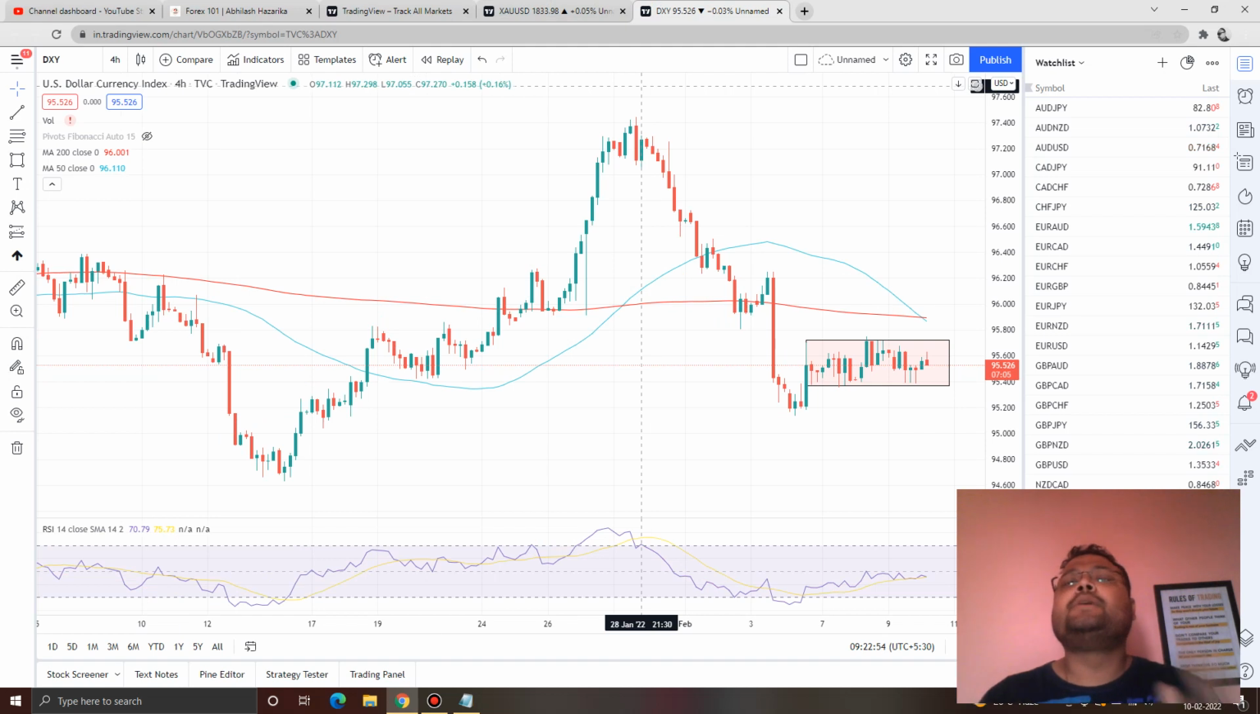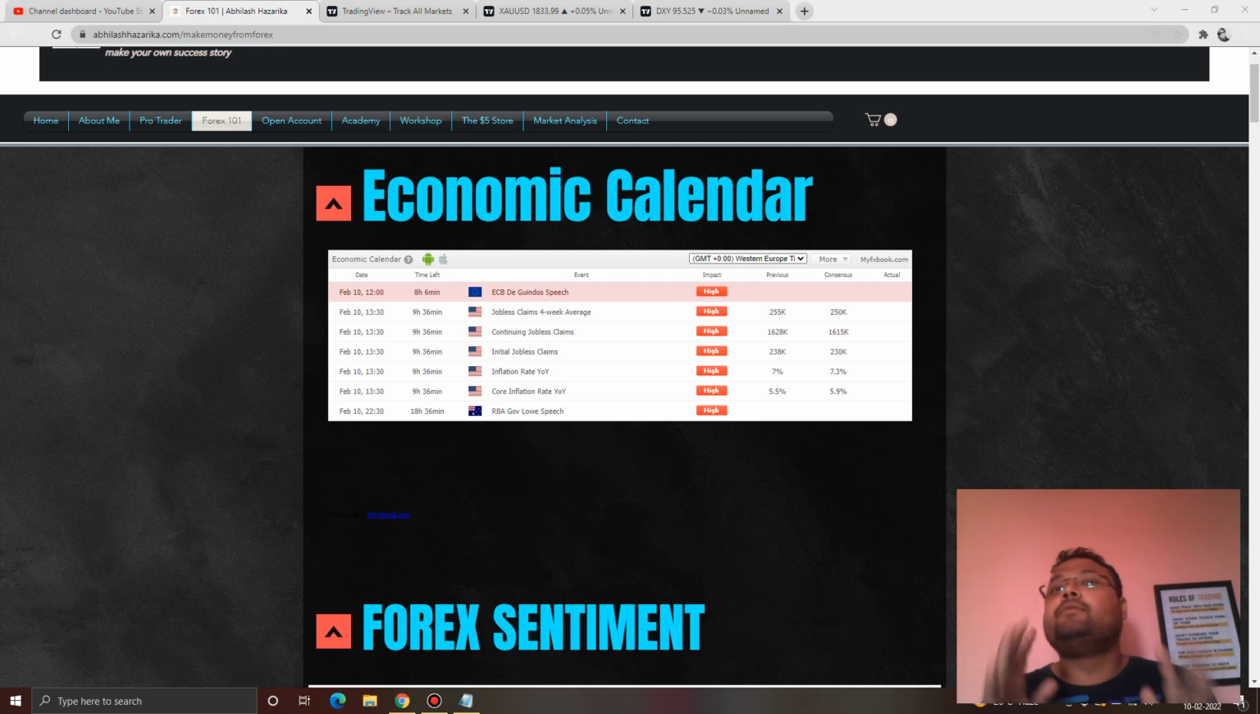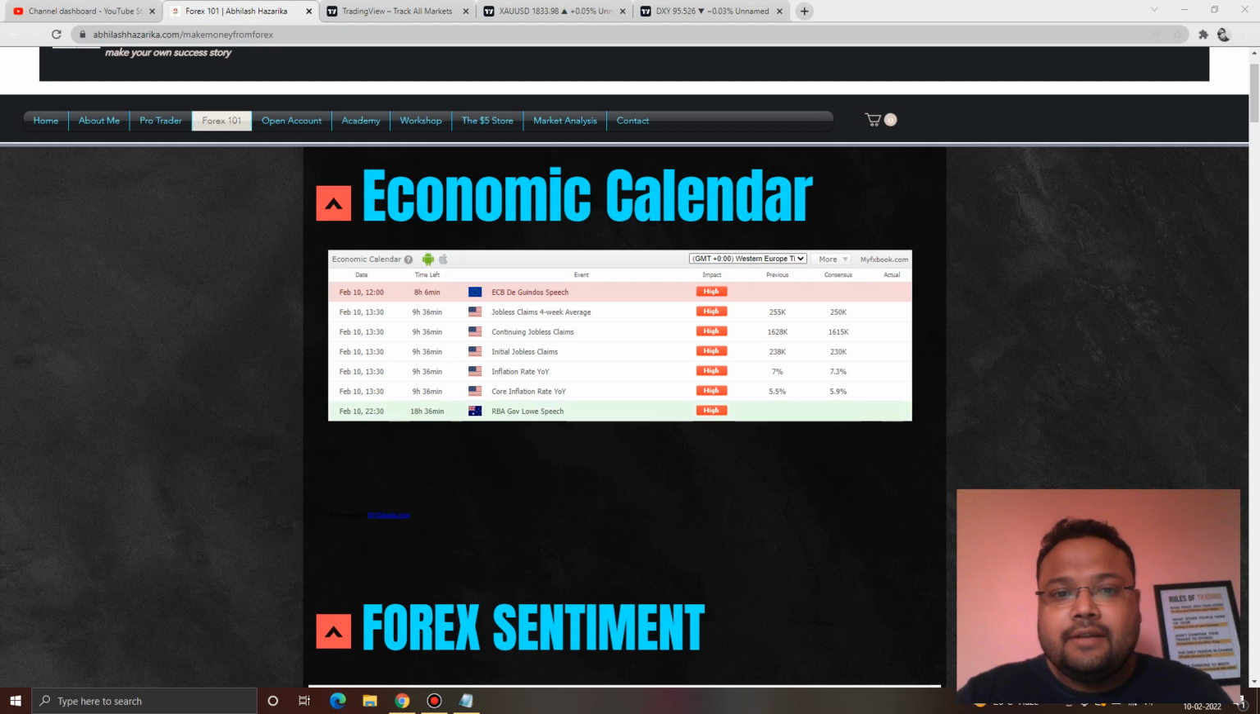Though gold is not mostly following the chart of DXY, CPI is coming up today, so there will be sharp movements on the dollar. If there is any sharp movement on the dollar, then at last we will get to see some sharp movements on gold because of the movement of the dollar. You can see that the inflation rate is coming up. That will be very important for the day.